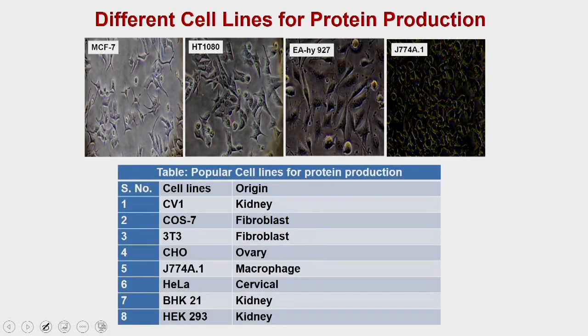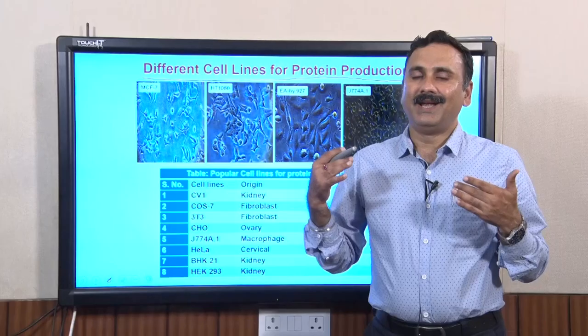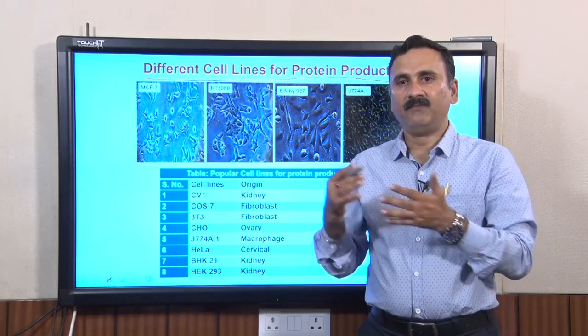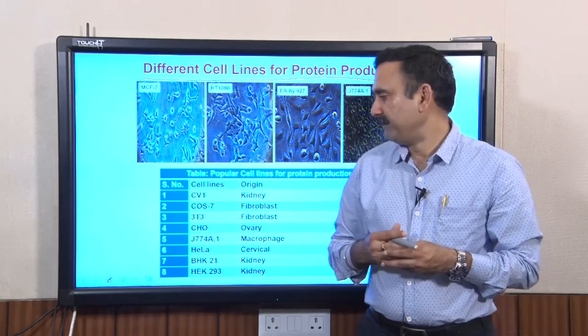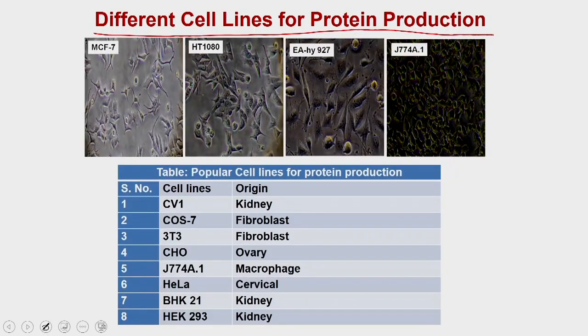So in the mammalian expression system, you can use different types of cell lines for protein production. This is not an exhaustive list of cell lines that you can use, but these are the cell lines which are very, very popular in terms of protein production, as well as performing experiments in the labs. So you have different types of cell lines, and they are derived from different origins.